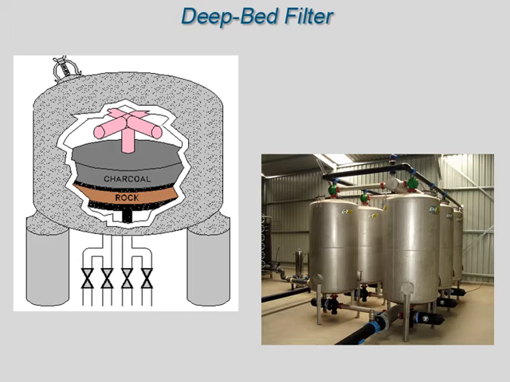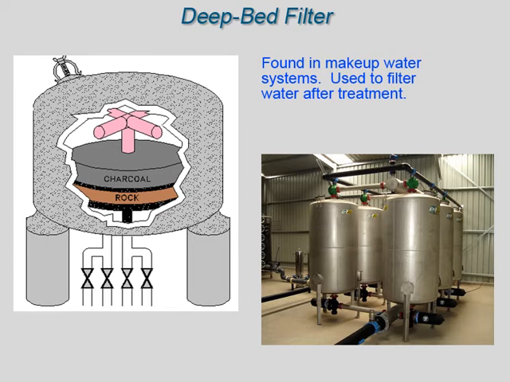Deep bed filters are usually found only in makeup water systems where they are used to filter water after it has been treated. They are used to remove organic matter, chlorine, and very fine particulate matter. A deep bed filter has a support screen which is mounted a few inches above the bottom of the tank. The screen is perforated to allow water to flow through it.